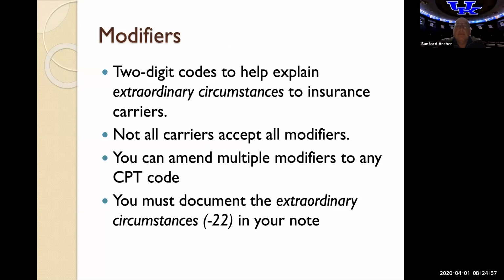The other thing is modifiers. Modifiers are two-digit codes that help to explain extraordinary circumstances to insurance carriers. Now, not all carriers will accept modifiers, but as I mentioned a moment ago, you need to add a modifier if appropriate. The insurance carriers may just wipe them out. Your back-end people who are doing your billing for you may say it's inappropriate, but if you think it's appropriate, you code it and they can sort it out on the other end.